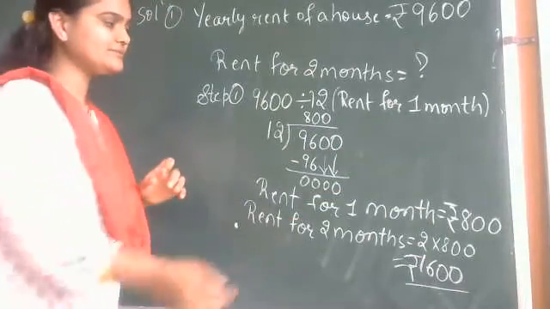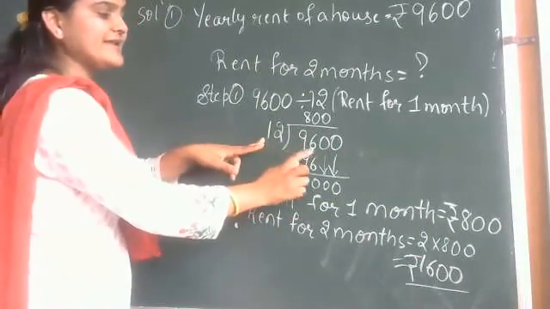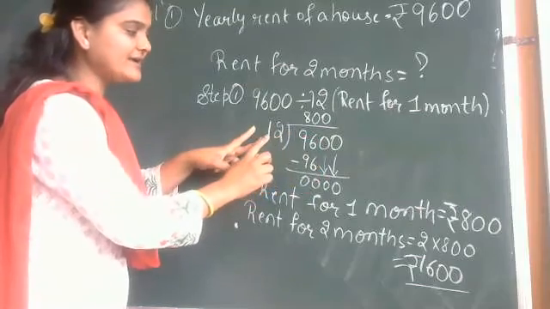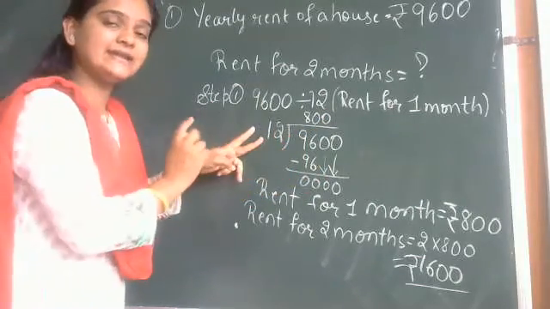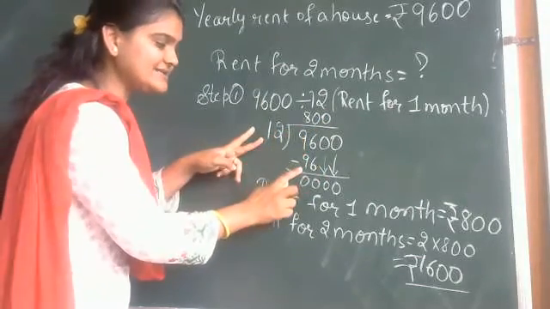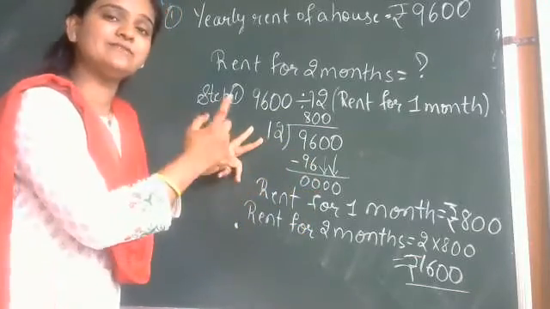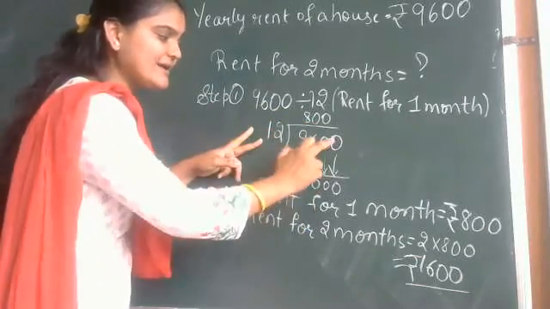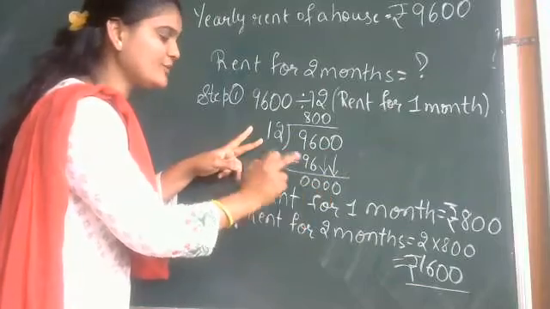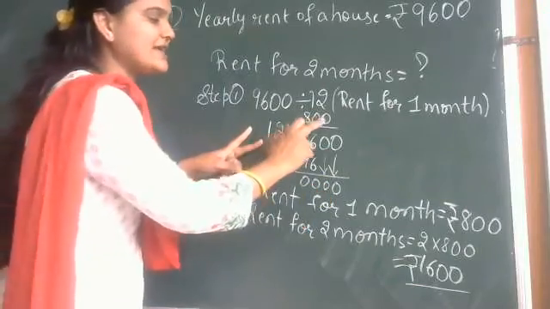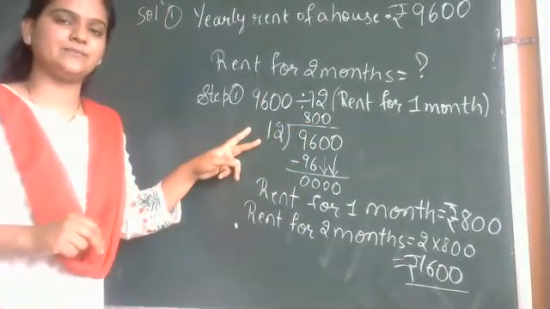Please mute. If you divide 9600 by 12, the answer is 800. 12 8s are 96, 0 0. When 0 is brought down, 0 divided by 12 is 0. Next, one more 0 is brought down. Can you divide 0 by 12? No. So the answer is 800.